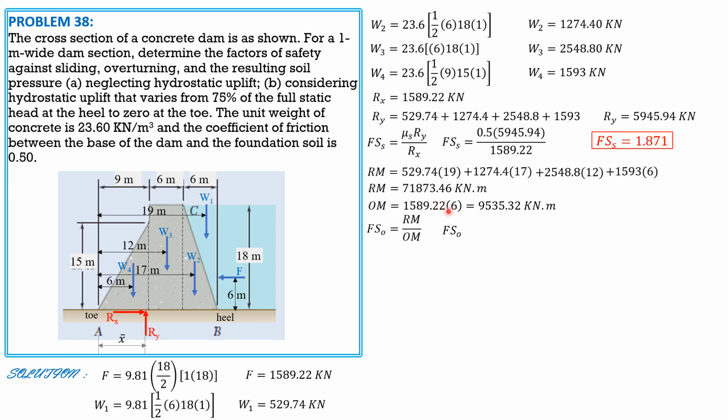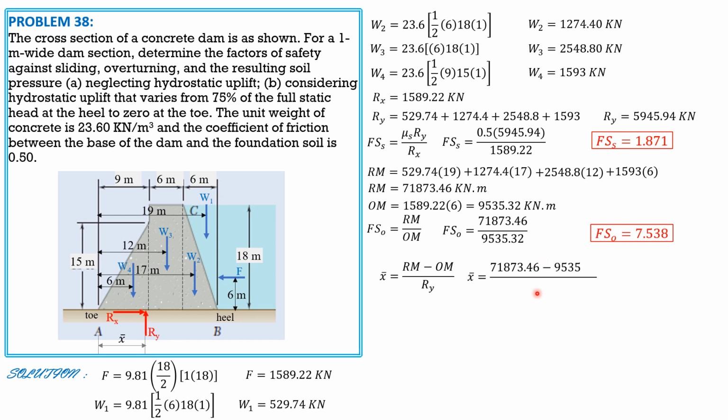So 71873.46 divided by 9535.32. The factor of safety against overturning is equal to 7.538. Next, let's solve for bar X, which is righting moment minus overturning moment over Ry. So the quantity 71873.46 minus 9535.32 over Ry 5945.94. So bar X is equal to 10.484 meters.